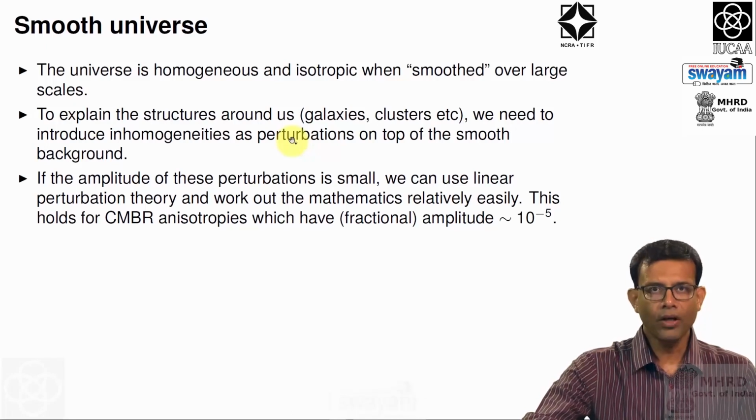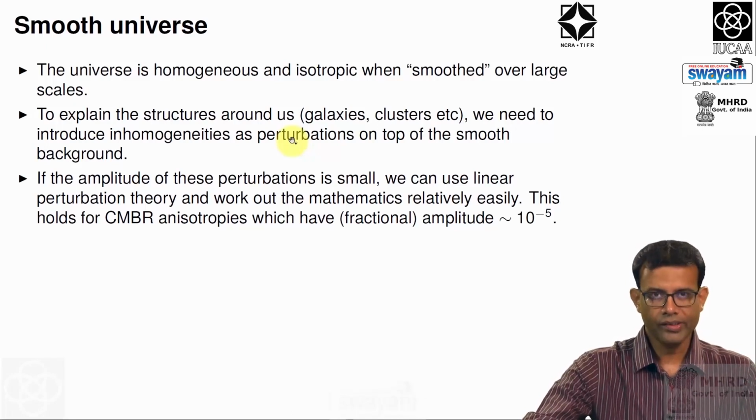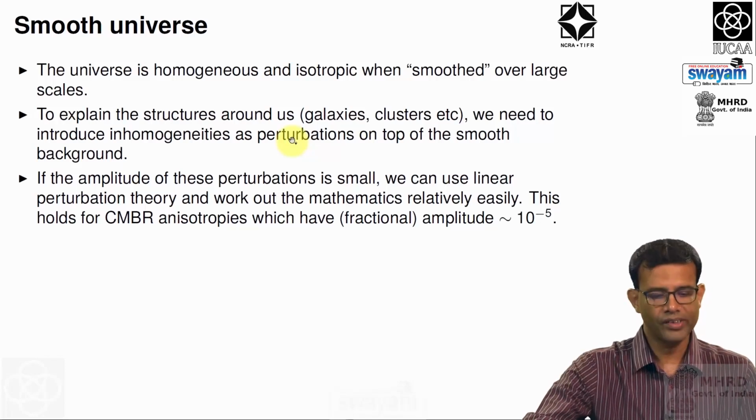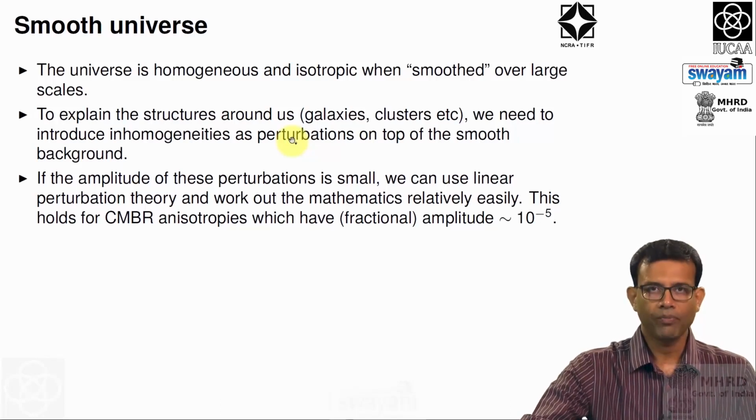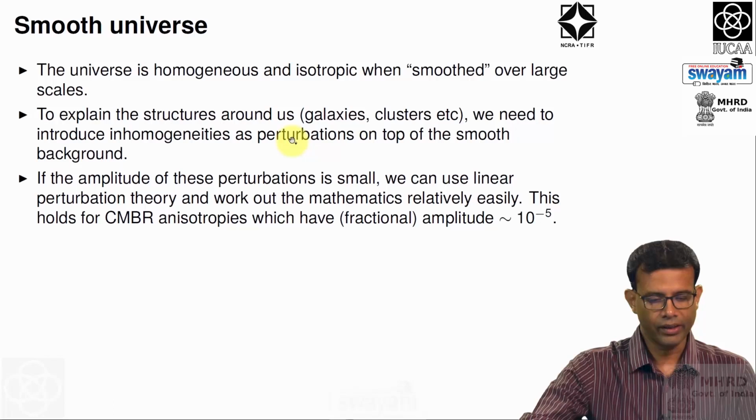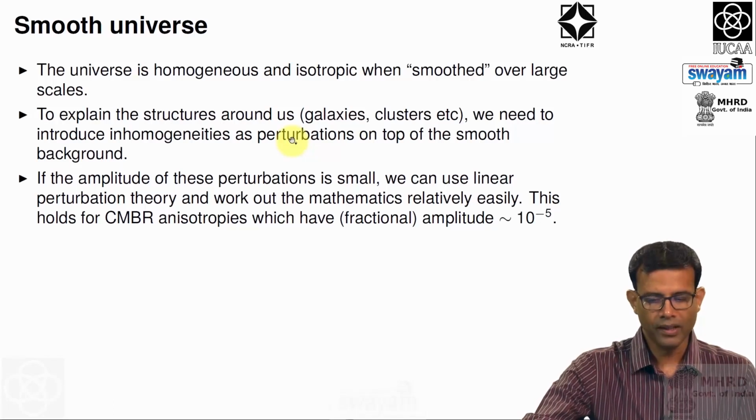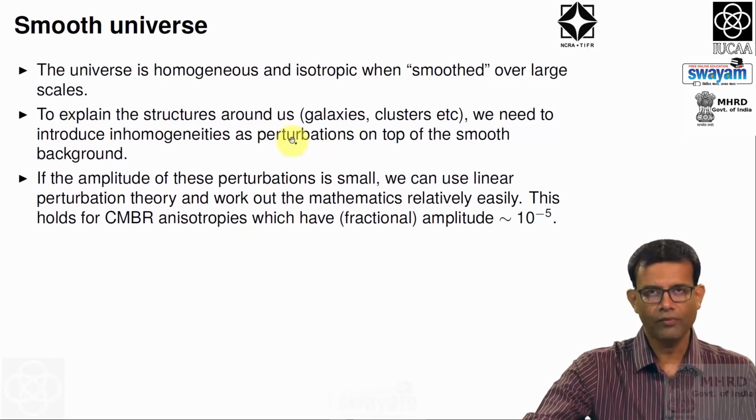This, for example, will hold for the universe during the time CMBR was generated, because we have seen in the last lecture that the CMBR anisotropies have fractional amplitudes of the order of 10 to the power minus 5. These are small, so we can deal with such perturbations using linear theory.